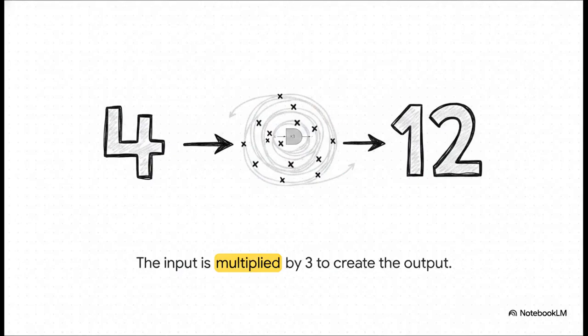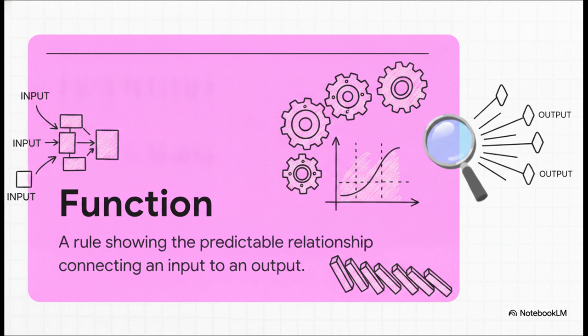Well, let's look at a super basic function machine. The input, which we usually call x, goes into a machine that has one clear rule: multiply by 3. Then, it spits out the output, our y. So, if you were to toss a 4 into this machine, it obediently multiplies it by 3 and out pops a 12. Now, here's the absolutely crucial takeaway.